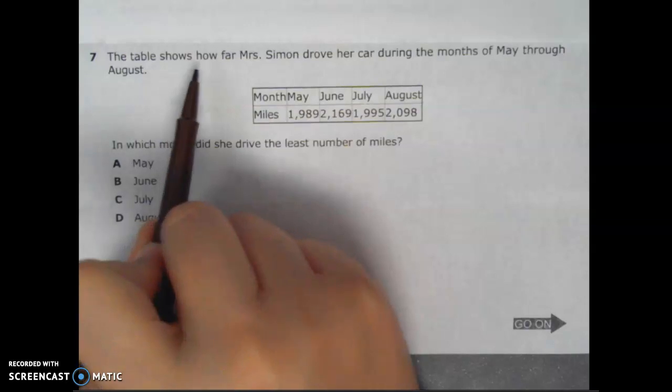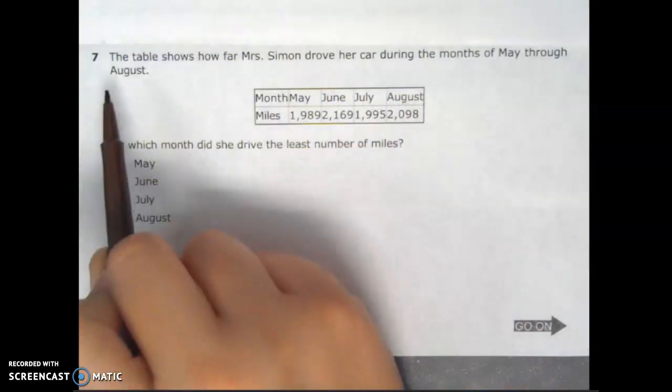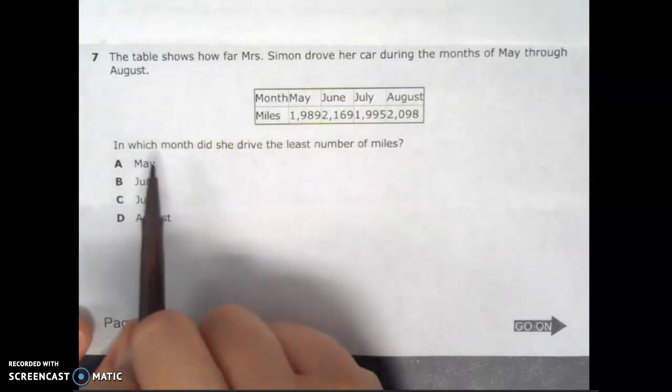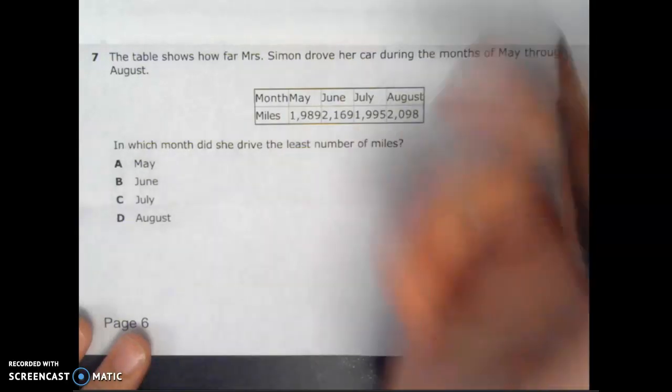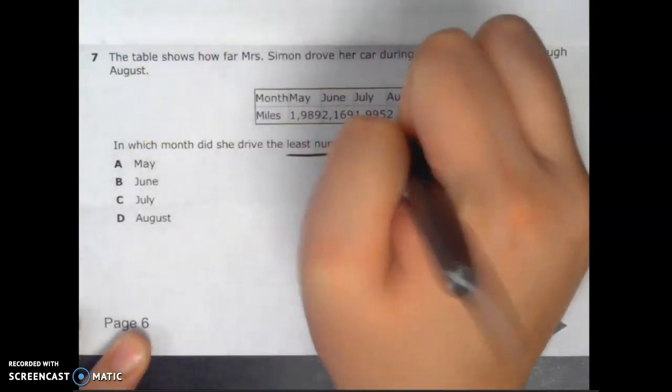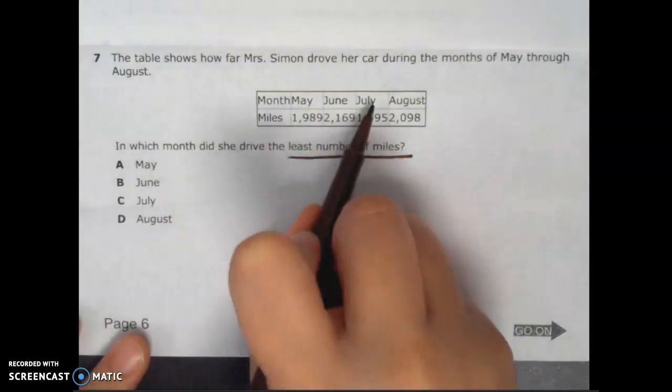The table shows how far Mrs. Simon drove her car during the months of May through August. In which month did she drive the least number of miles? Least number of miles. Months May, June, July, August.